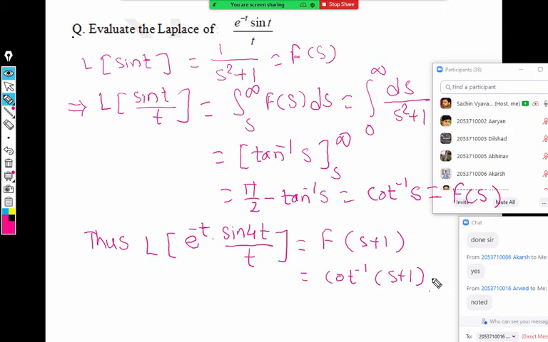We got the Laplace of e raised to minus t into sin t divided by t. It will be sin t only. Oh, sorry, my mistake. It's sin t by t, correct. Laplace of e raised to minus t into sin t by t is cot inverse of s plus 1. If it is sin 4t, then it will be cot inverse of (s plus 1) divided by 4. Because we already know Laplace of sin at upon t is cot inverse s by a. So that way you will get the answer there.